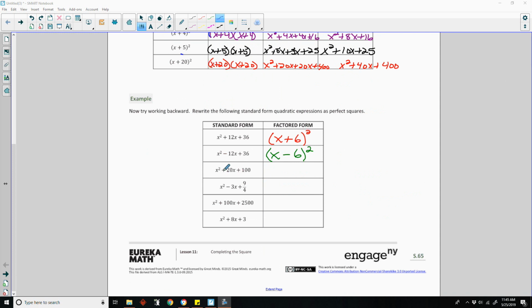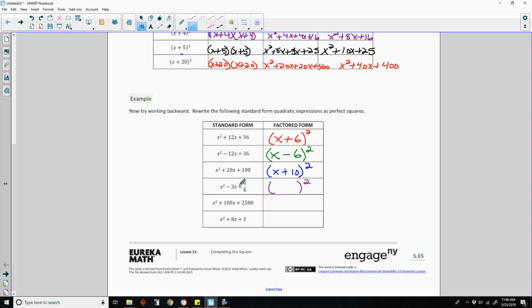Okay, so I have a plus, I have a plus. That's the first thing I'm going to look at, is the sign. So I'm going to put a squared symbol here, and I'm going to put a plus sign here when these are both positive. So I'm going to ask myself, this is definitely an x because the square root of x squared is x. The square root of 100 is 10, and 10 times 2 is 20. So this would be x plus 10 squared.